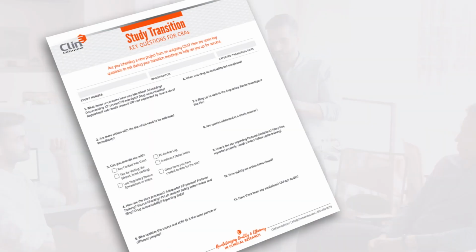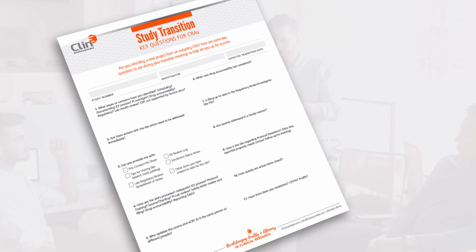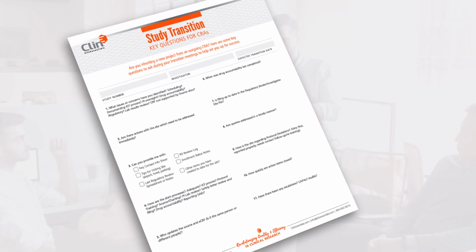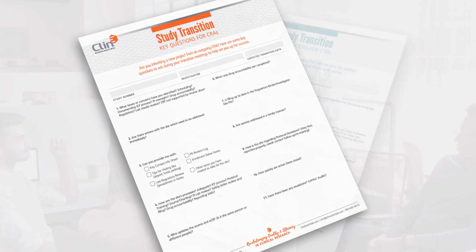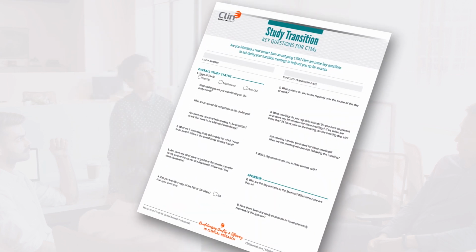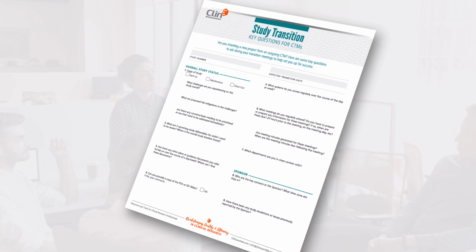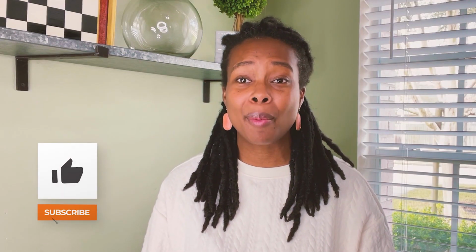So on our study transition checklist, we have one for the CTMs and one for the CRAs. So if you're a CRA, you want to download that one and ask the questions specific to CRAs. And if you're a CTM, you want to do the same. Download the one for CTM and ask those specific questions. Because between the two, there are some similarities, but there are some details that as a CTM you're going to ask versus as a CRA you're going to ask these sets of questions. So hopefully those two resources are helpful for you.